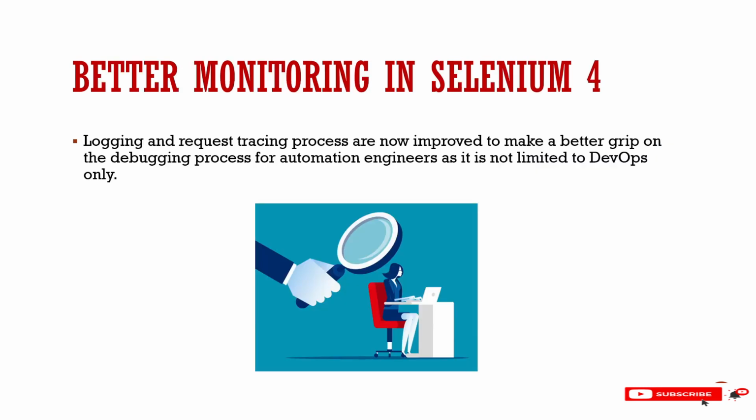And the next item is better monitoring. The main thing is monitoring and how we can trace the process, which has been improved and makes us more robust. Many features came in, such as better logging and request handling, for improving and getting a better grip on the debugging process for automations, and it is not limited to DevOps only.